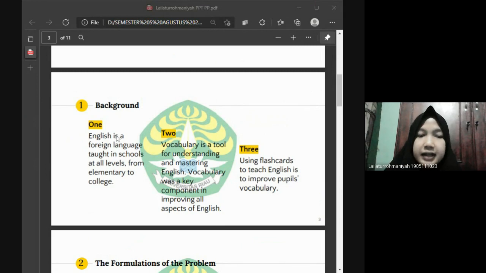Well, English is a foreign language taught in schools at all levels, from elementary to college. English is a global language that is used to connect with people all over the world. Students must understand that while communicating with people from other countries, they must utilize English. The vocabulary is a tool for understanding and mastering English. Vocabulary was a key component in improving all aspects of English.